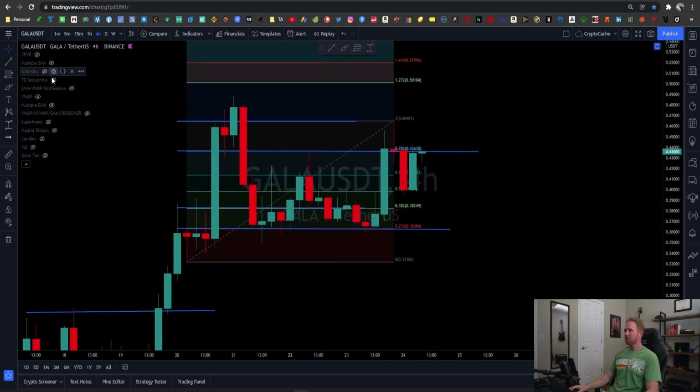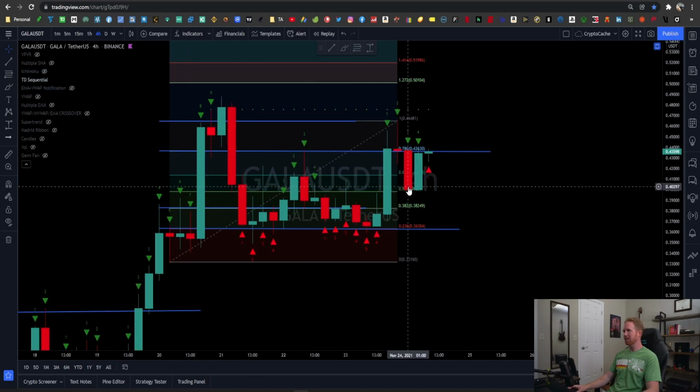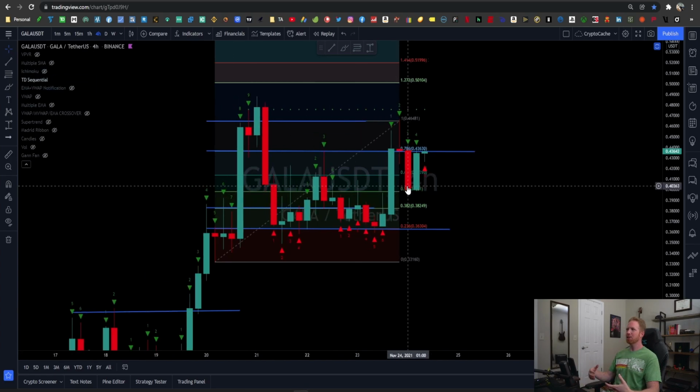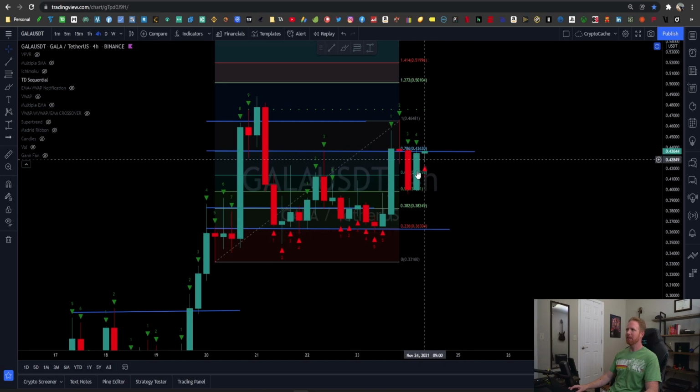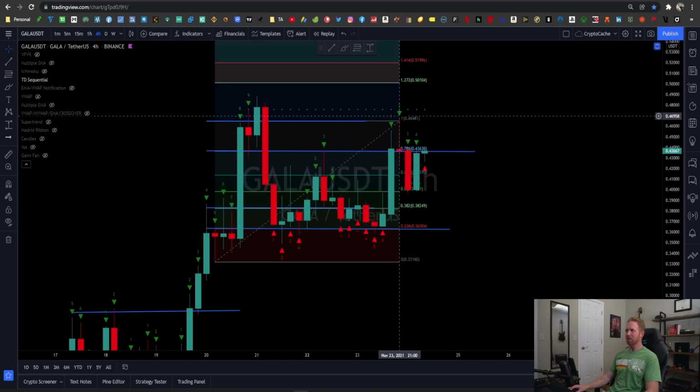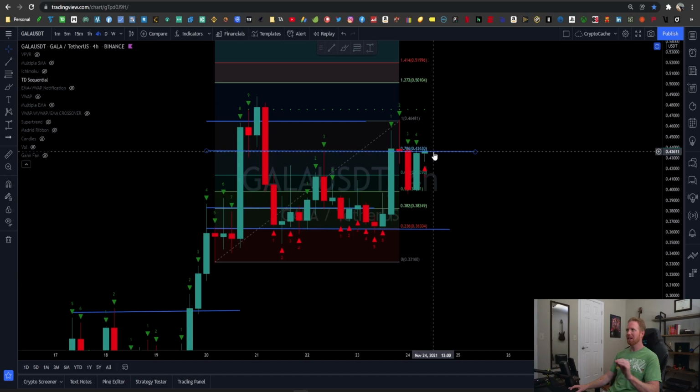We can look at TD sequential, and we can see we just got a bunch of resets. For lack of better terms, according to TD sequential, we're basically still consolidating, even though it's ramping up and trying to pick up momentum here. You can tell it's consolidating where the price was like, no, we're not going to let you go past the point of 43 cents. That's not going to happen today.